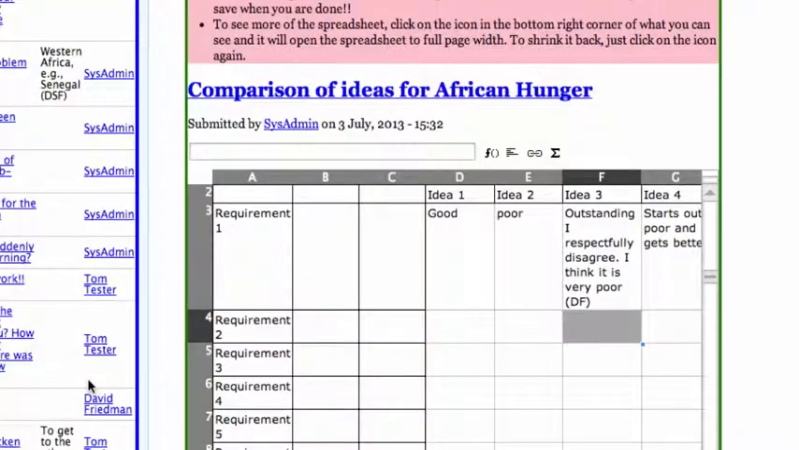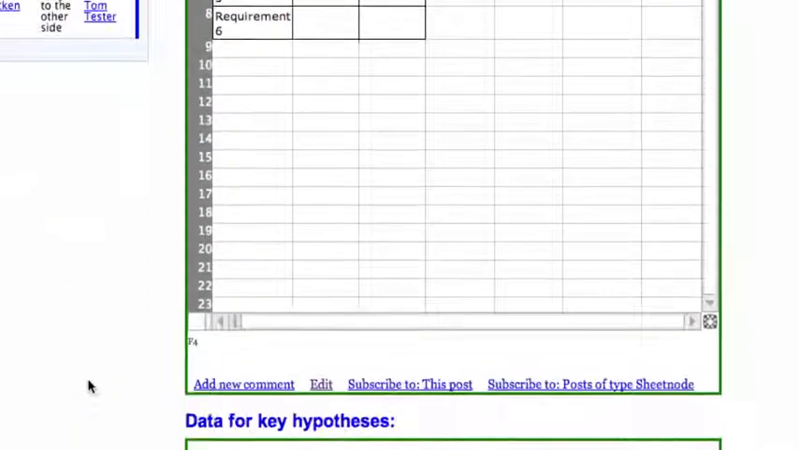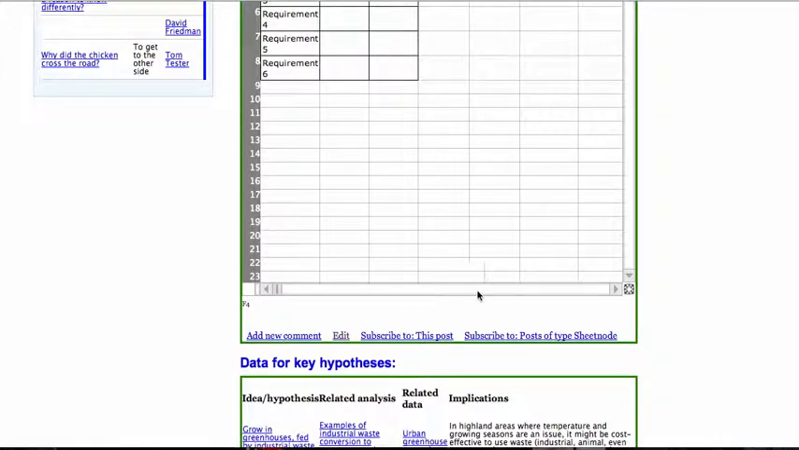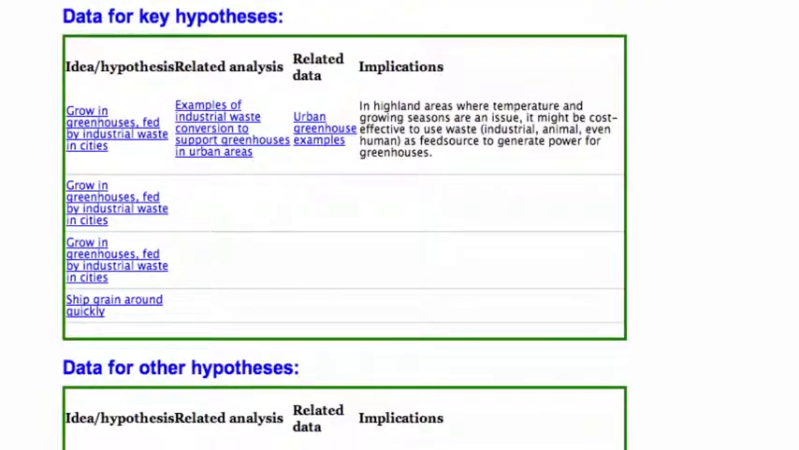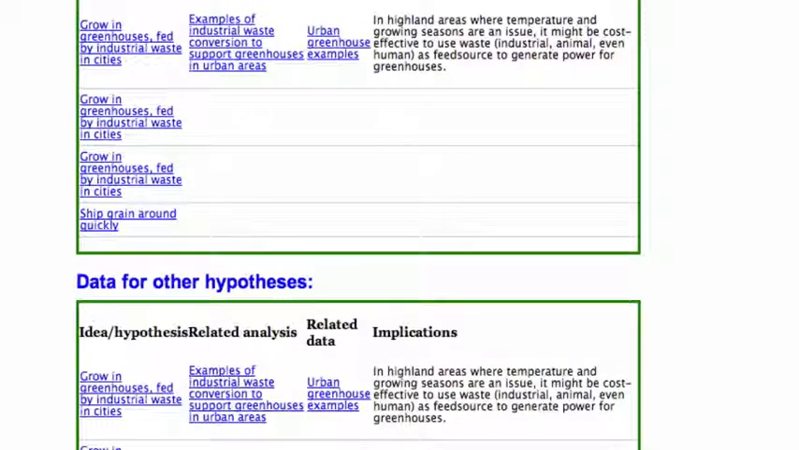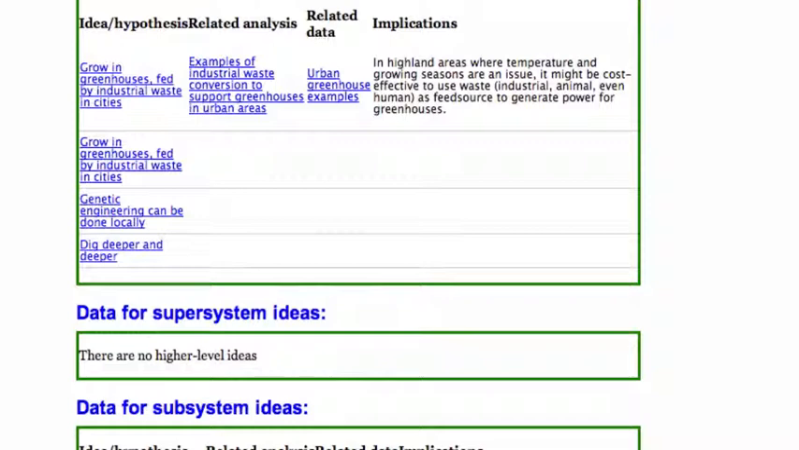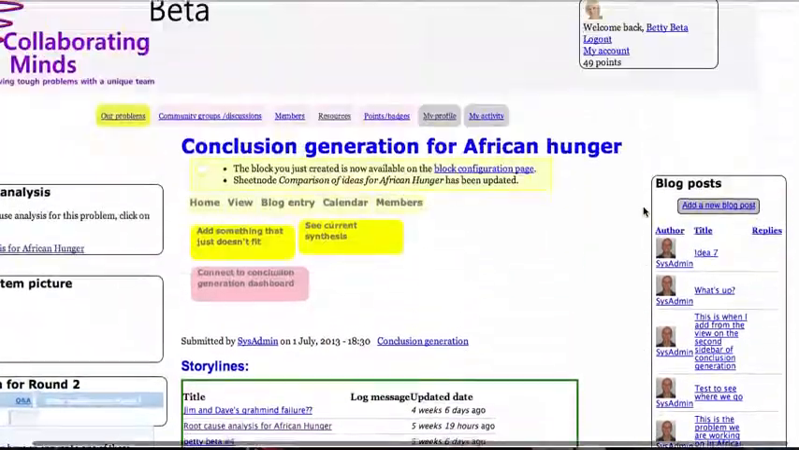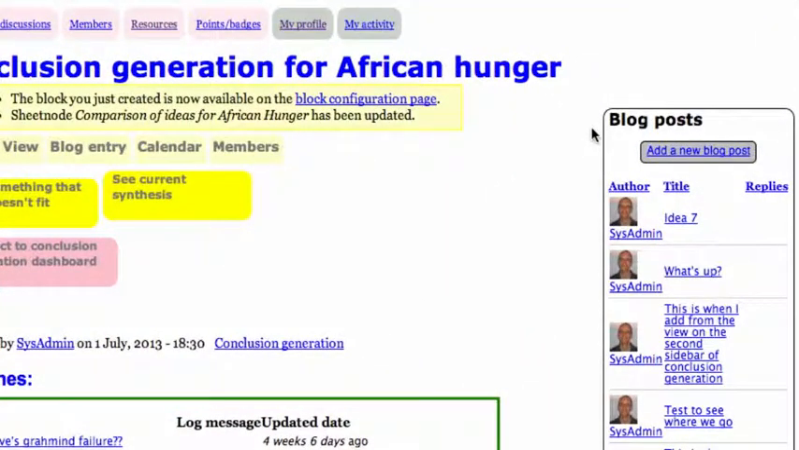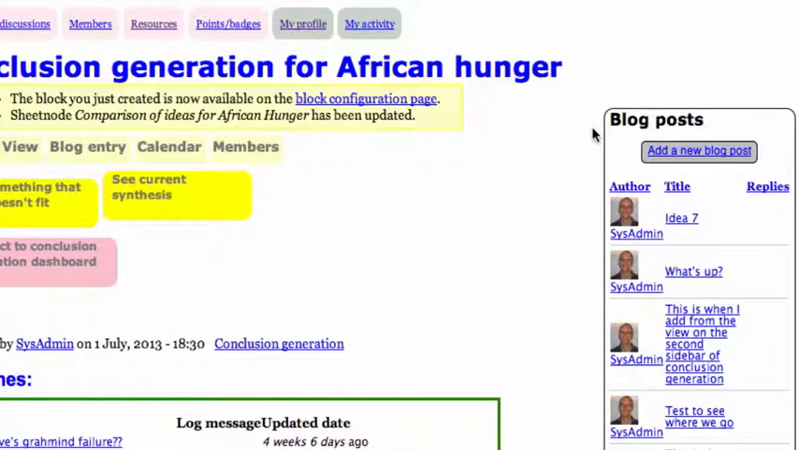Members can also look at a comparison grid that compares different ideas to the requirements that were established at the beginning of the problem, and can understand how each one measures up against what the client said they needed. Below the comparison grid are the data for the key hypotheses, the data for other hypotheses, and the data for supersystem and subsystem ideas. On the right side of the page are blog posts, which are essentially the place for adding something that just doesn't fit, the place where people have been able to put their comments along the way, and where people have been able to comment on those comments as well.